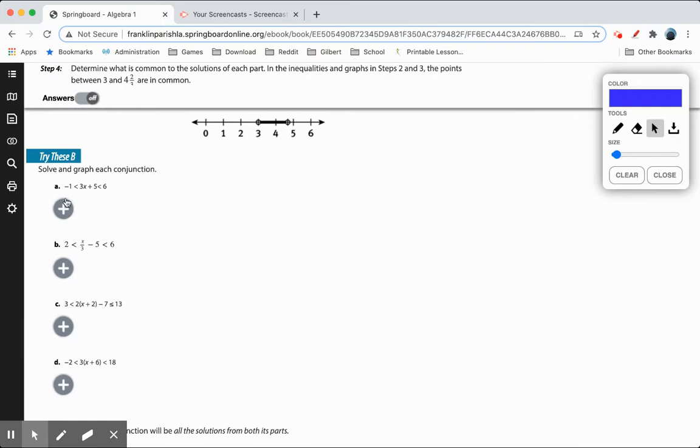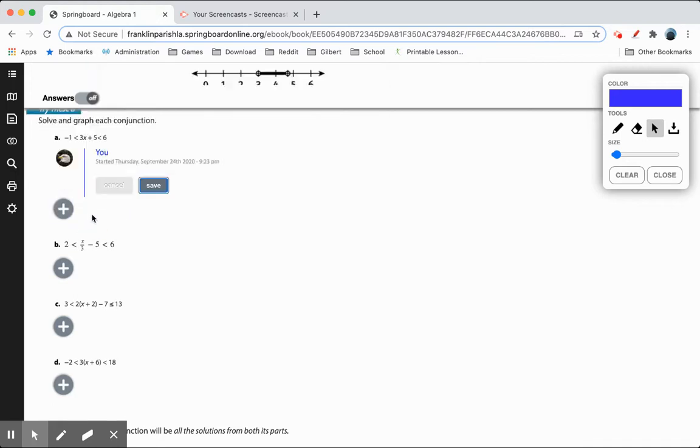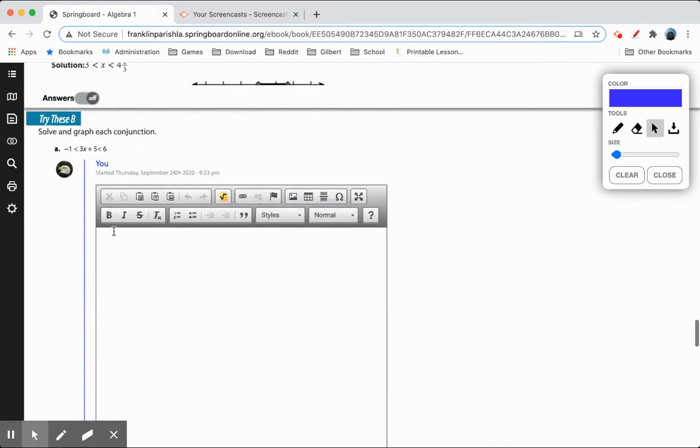So let's look at part A on these. Solve and graph each conjunction. And remember, we're going to break it down into 2 parts. We're going to have -1 is less than 3x plus 5. We're also going to have 3x plus 5 is less than 6. We'll solve both of these. The first one, I will need to subtract 5 from both sides.